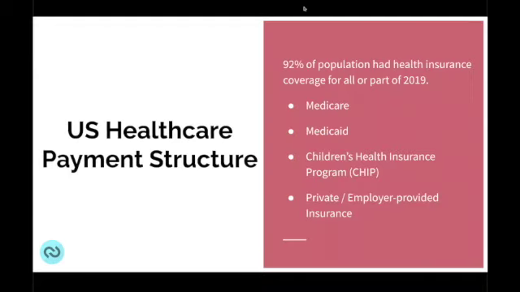So in the US healthcare system, there are essentially four different aspects to the payment structure. In 2019, according to CMS, 92% or close to 92% of the population did have health insurance coverage for all or part of 2019. They don't specify what period of time the part of 2019 needed to be. So the four categories are Medicare, Medicaid, the CHIP program, which is children's health insurance, and private or employer-based insurance. So I'm going to dive a little bit deeper into each one of those. I'm not going to do a super deep dive into any of these. If you want more information, healthit.gov or cms.gov have tons of information for you there.